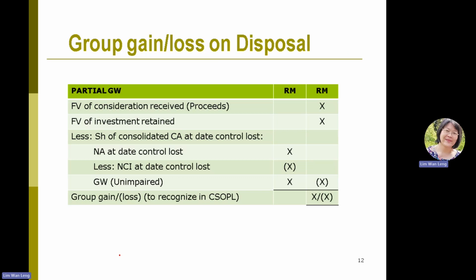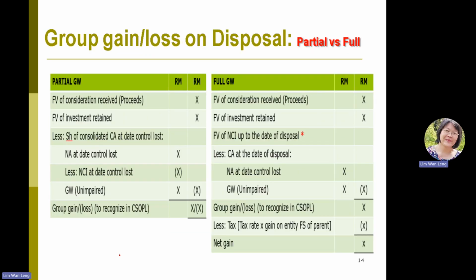Maybe I should put a comparison. I don't know whether I gave you this or not. But you have the 2 slides. This is for explanation. The 2 slides before, I have one that says partial goodwill and another one that says full goodwill. It's the same; what I did was just crop it for easy explanation. You put them side by side so that you can see the difference.